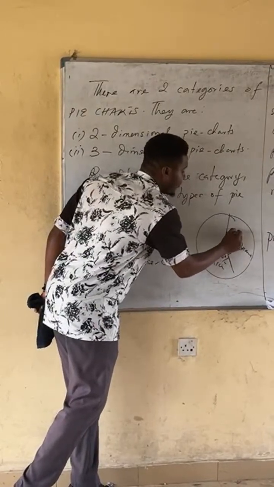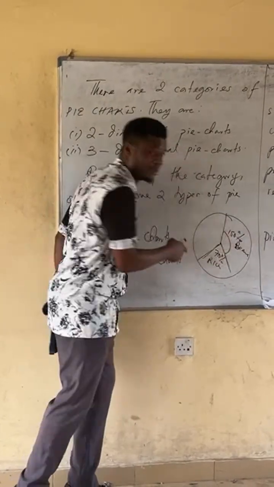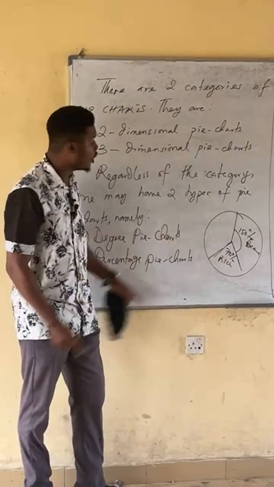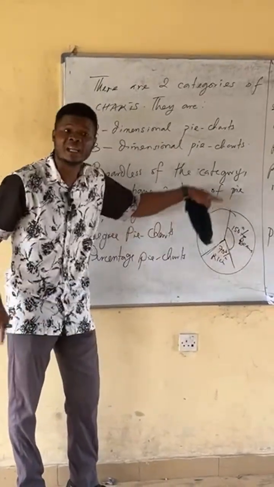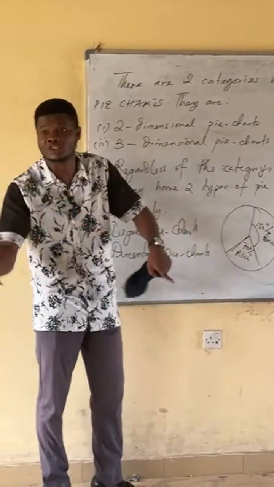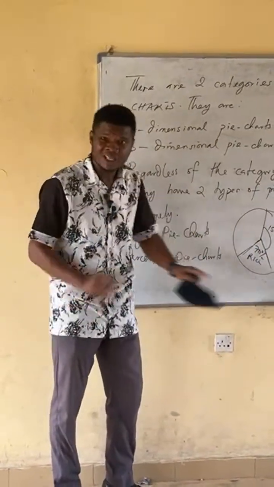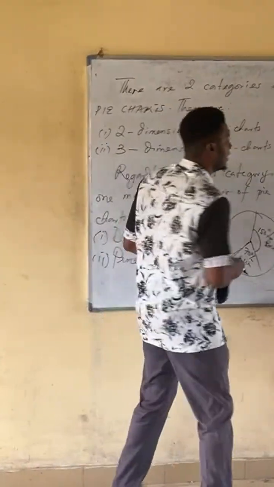Let's say 150%. I'm just giving an example. Is it clear? So in a percentage pie chart, you'll be finding percentages. In a degree pie chart, you'll be finding what? Degrees. Is it clear, everybody? So that's what we are saying.